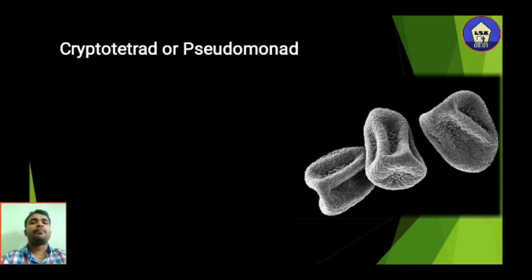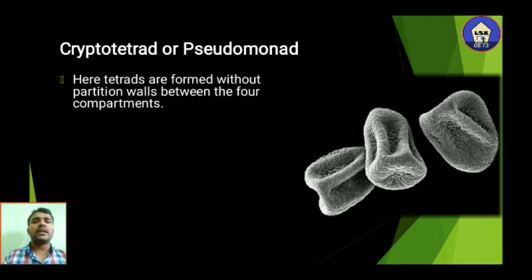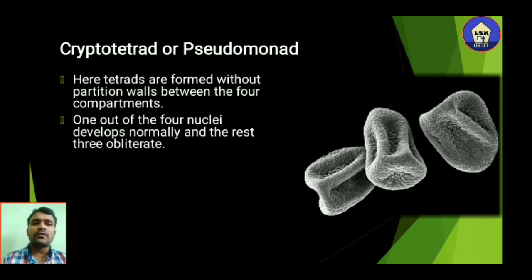And the next one is the cryptotetrad. It is also called pseudomonad. Here the entire pollen tetrad shows a unique shape. You can see that in the photograph. Here tetrads are formed without partition walls between the four compartments, so there is no differentiation of pollen tetrads. We cannot see the four pollen grains separately here. Since there are no partition walls, one out of the four nuclei develops normally and the rest three obliterate. So that is a very important feature here.